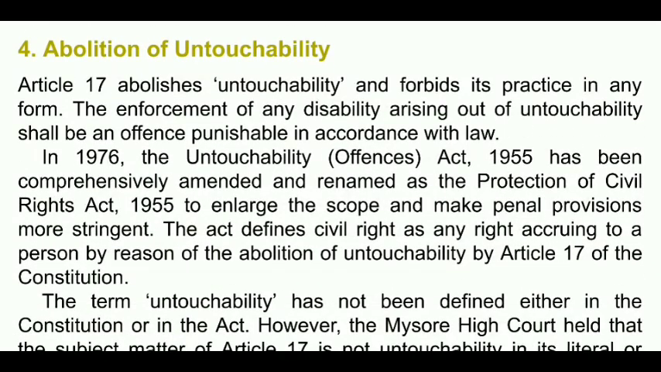Fourth, abolition of untouchability. Article 17 abolishes untouchability and forbids its practice in any form. The enforcement of any disability arising out of untouchability shall be an offence punishable in accordance with law. In 1976, the Untouchability Offences Act 1955 was comprehensively amended and renamed as the Protection of Civil Rights Act 1955 to enlarge the scope and make penal provisions more stringent.